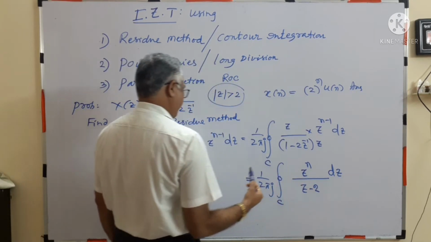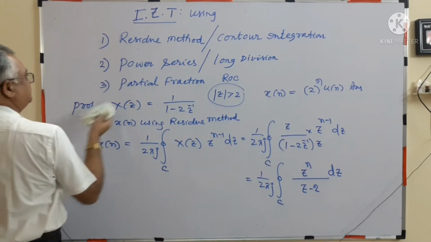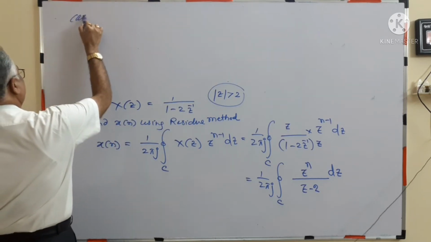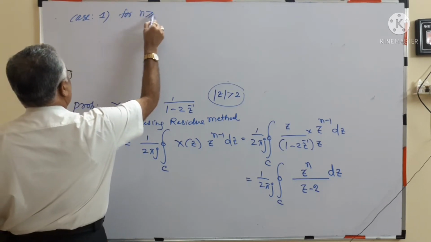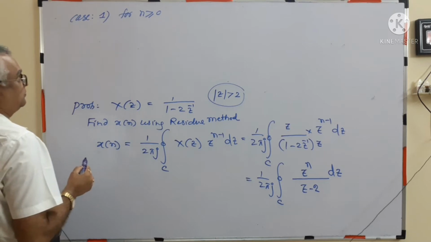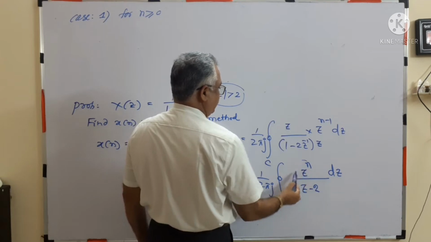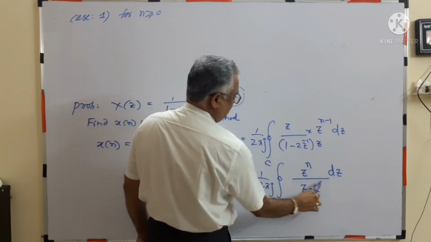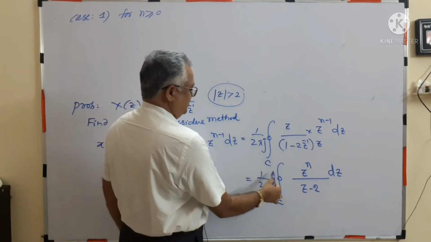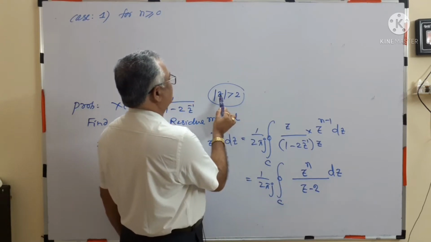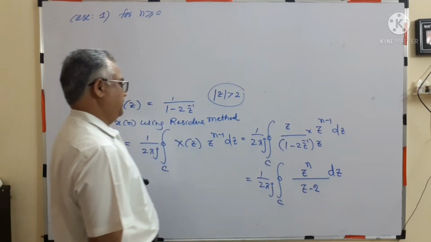So there are two cases. Case 1, for n greater than or equal to 0. For n greater than or equal to 0 means positive value of n, it has one pole at z equal to 2, and that pole is inside this contour. The contour is mod z greater than 2, so this is the valid pole.